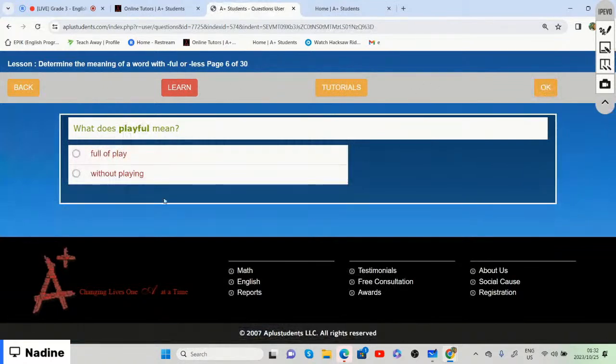And what does playful mean? Is it full of play or without play? So playful, it is the first option, which is full of play. Yes, so it's full of play.